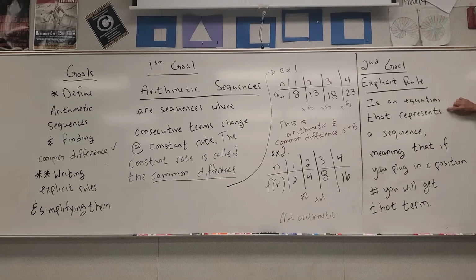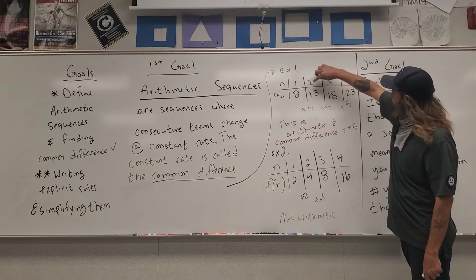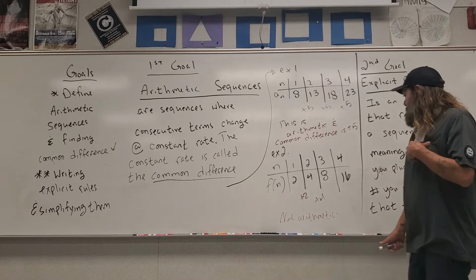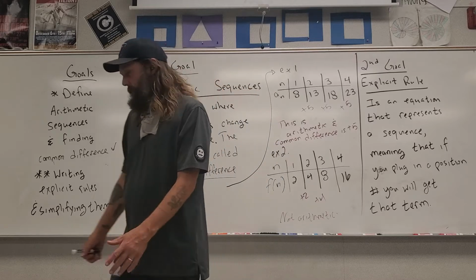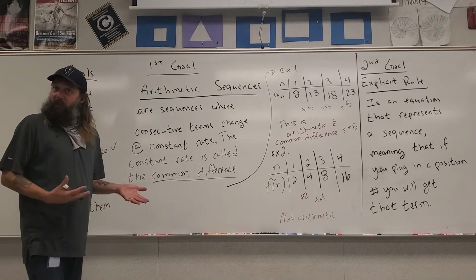It is an equation that represents a sequence, meaning that if you plug in a position number, you will get that term. So, for example, if I had an equation that represented this table, if I plug in 2, I'm going to get 13. That's what this is saying down here. And that's something that we're going to want to do because we want to make sure that our equations that represent the table are in fact true.